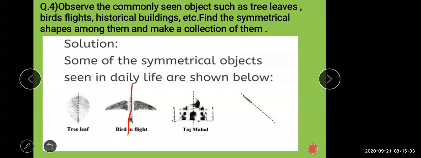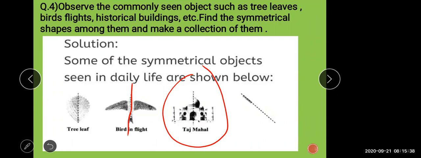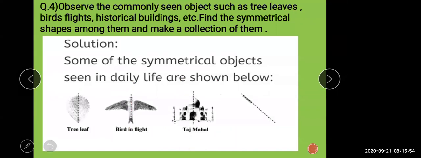Now the historical building. What is here? The Taj Mahal. Yes, the Taj Mahal is exactly divided into two parts. A dotted line is there, and this line divides it into two parts. Exactly two parts, which means two equal sides.